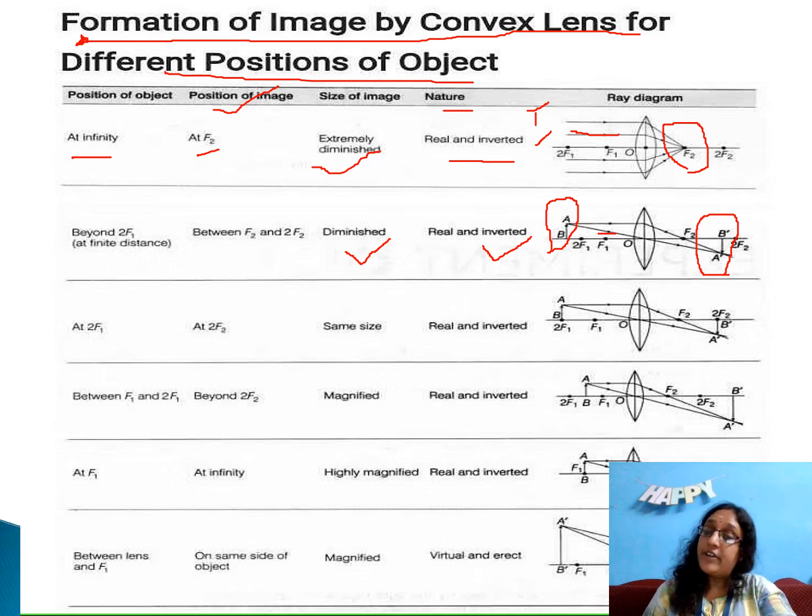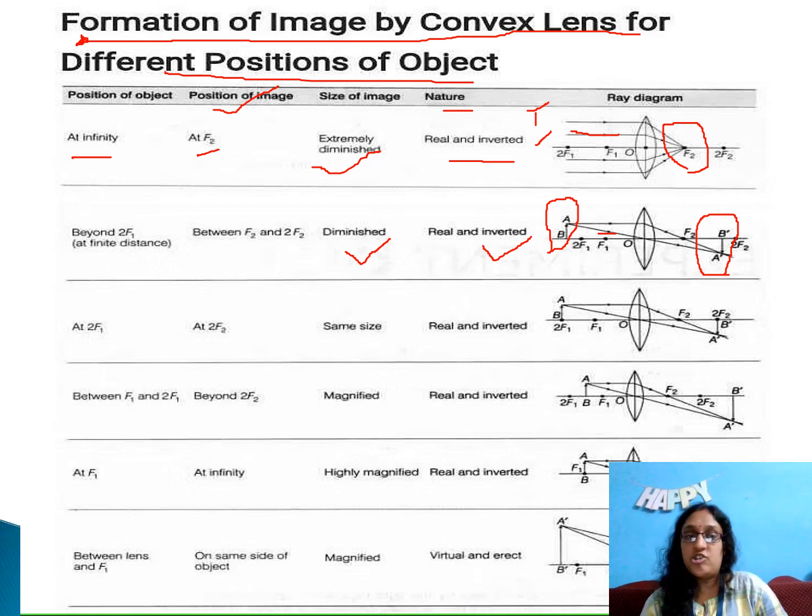So first you had kept it at infinity. You just don't know where the object is. But now you have kept it at a finite distance, but behind your 2f1. This is case 2.